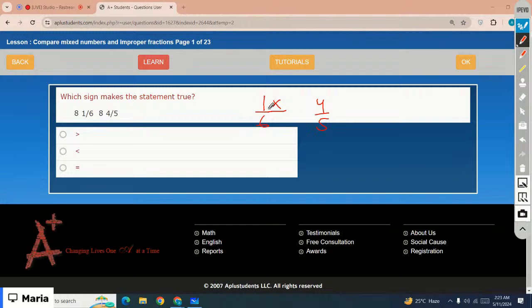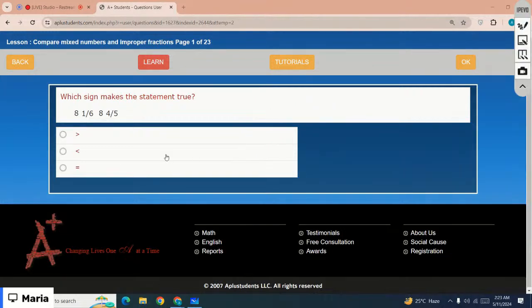So make both the denominators 30. 6 times 5 is 30, so multiply this fraction by 5. And 5 times 6 is 30, so multiply this fraction by 6. That is 5 over 30, and that is 24 over 30. So 5 by 30 is less than 24 by 30, right? So that means the correct option is 8 whole 1 over 6 is less than 8 whole 4 over 5.